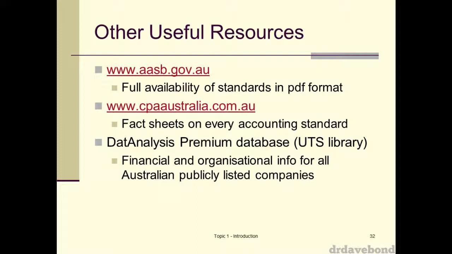AASB.gov.au. If you go to that site, you can get all the standards in PDF format for free. You can't bring them into the exam, but if you want to get them without buying the textbook, you can at least see them. CPA Australia have a fact sheet on every accounting standard, and the Data Analysis Premium database is probably useful for this subject as well, because there is a bonus assignment which we haven't talked about, and I'll talk about that in a moment. It gives you financial and organisational information for every Australian publicly listed company.